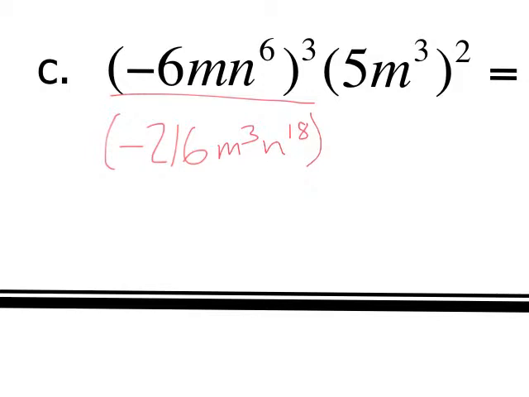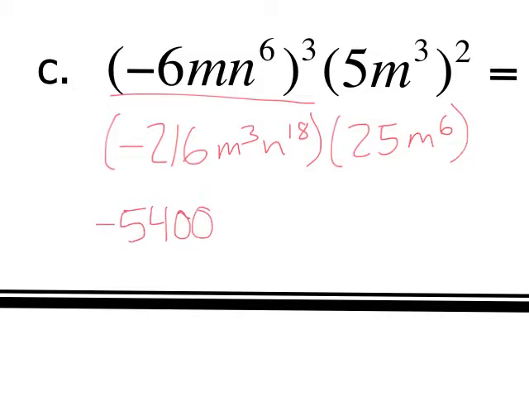Second term, I have 5 written to the 2nd power, so 5 to the 2nd, that's 5 times 5 is 25. And I have 3 m's written out twice, so 3 times 2 is 6. I have m to the 6th. Be perseverant, finish the problem. Can somebody help me out with negative 216 times 25? Negative 5,400? Yeah.